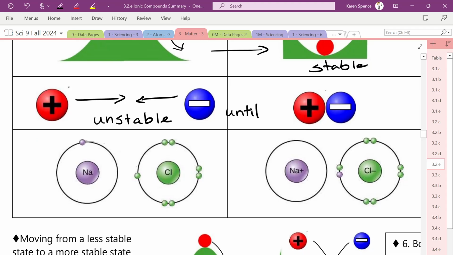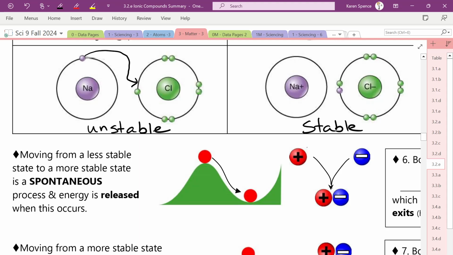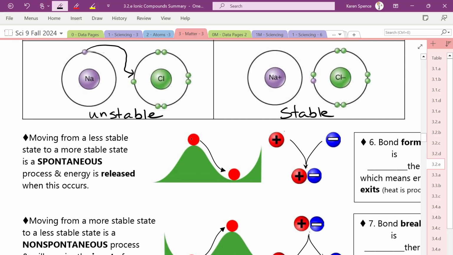And if we have our electron shells which are not complete, this is unstable. And now this is stable. If you go from a less stable state to a more stable state, we say that process is spontaneous. It happens on its own. It happens just naturally, right? What's the ball going to do on its own if you put it at the top of the hill? It's going to roll down.